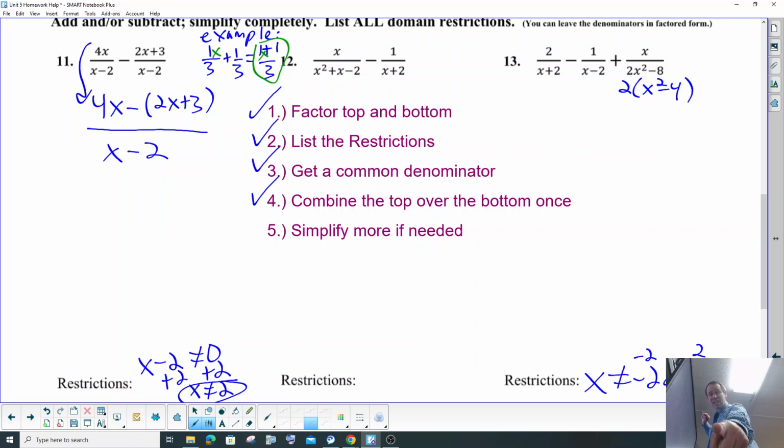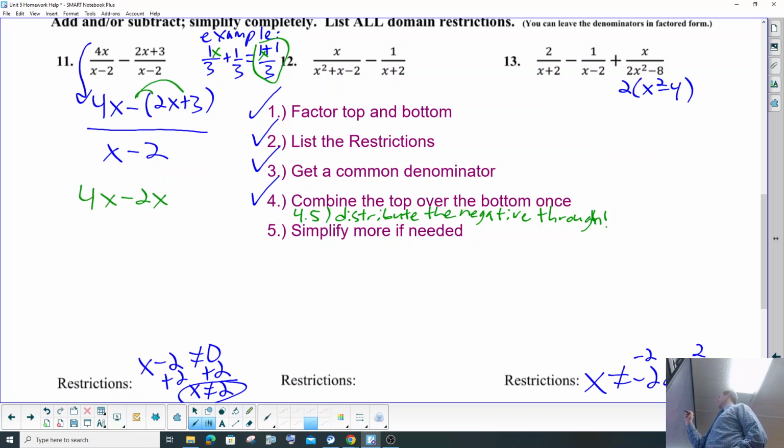Don't forget to distribute the negative through. That should be in there as well. Get a common denominator. Combine the top over the bottom once. Maybe step 4.5 is distribute the negative through. Okay, so we distribute the negative through. So we get 4x minus 2x minus 3, right? Minus 3. There you go. So then 4x minus 2x is just 2x, minus 3 all over x minus 2.